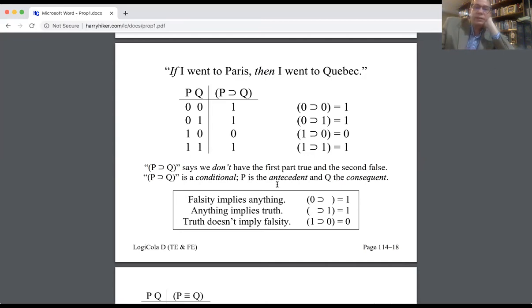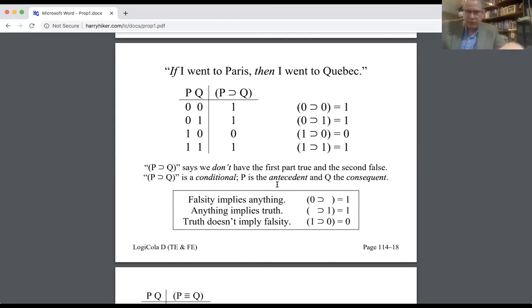The only, and this is the important line, the only case in which the whole if-then, the conditional, is going to come out false is the case in which the first part, P, is true and Q is false. If P is true and Q is false, then if P, then Q is false. And of course, if both are true, the whole thing is true.